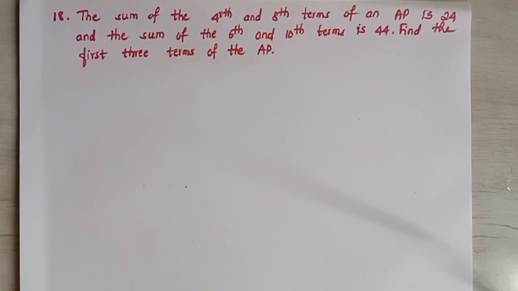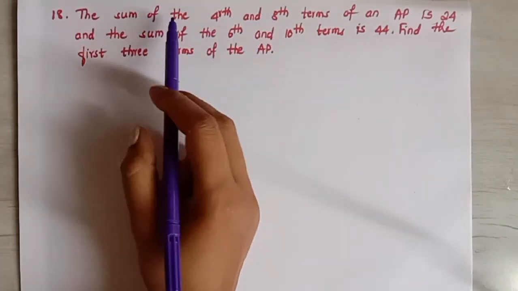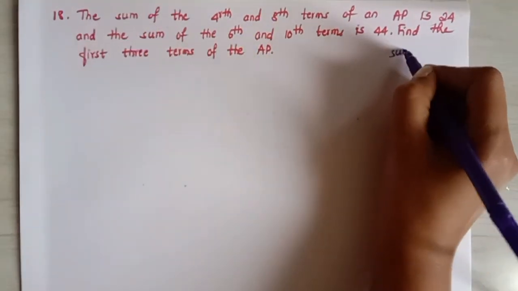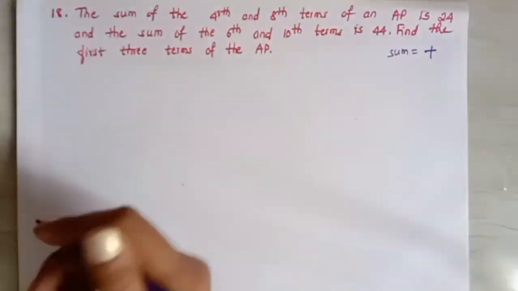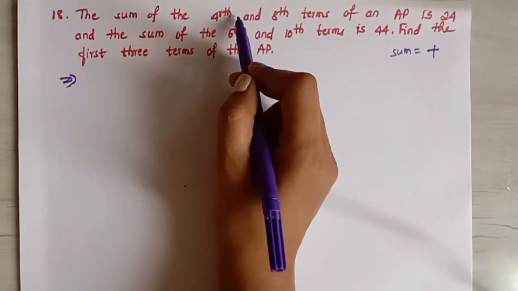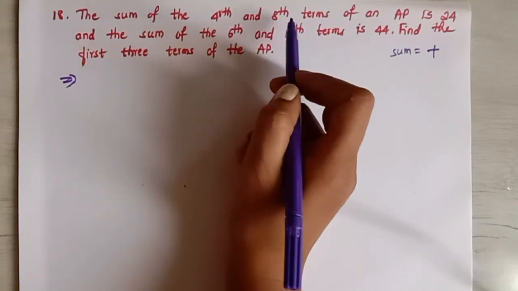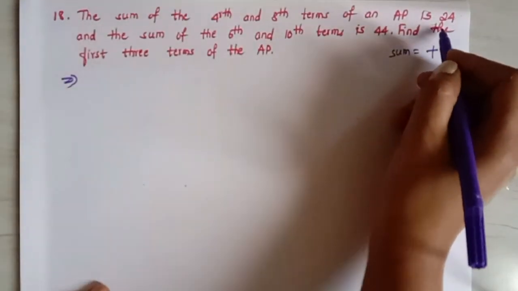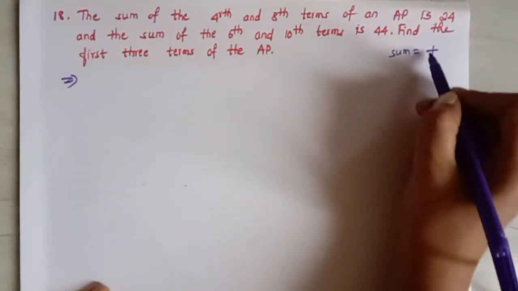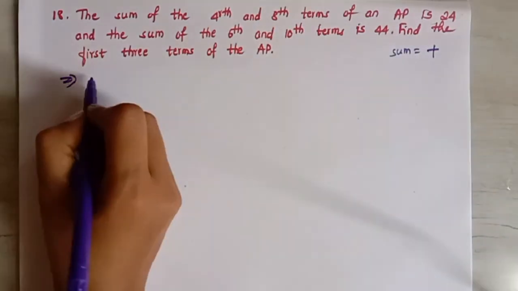So what is given in the question? Given that the sum of the 4th and 8th term, here sum means we have to add. So given the 4th term, that is A4, and A8 is 24. It means A4 plus A8 is 24.